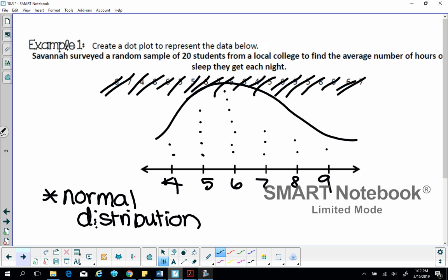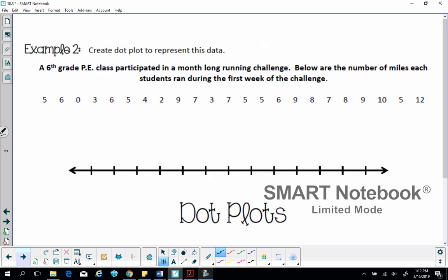Okay, try the next one on your own. It's the one at the bottom. This one's saying how many miles people did during the month challenge. So you're just doing the exact same thing. Let's do the pulse count.